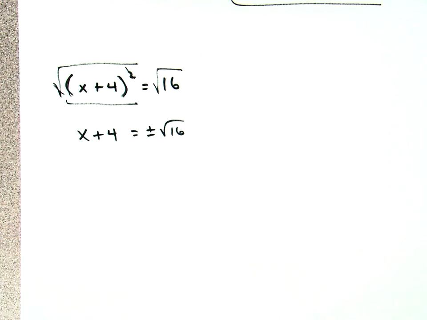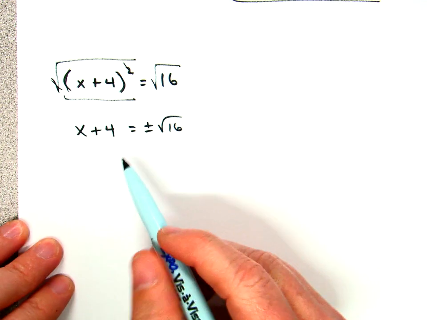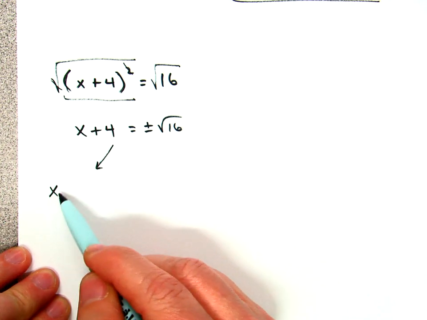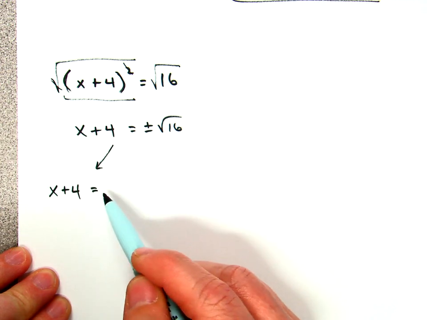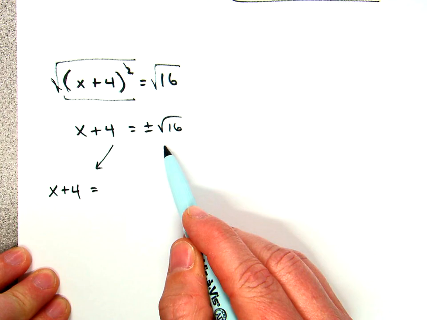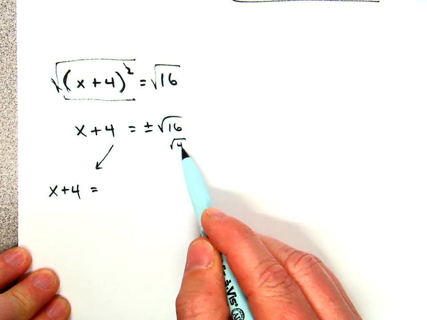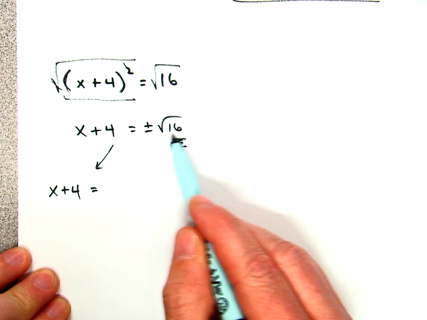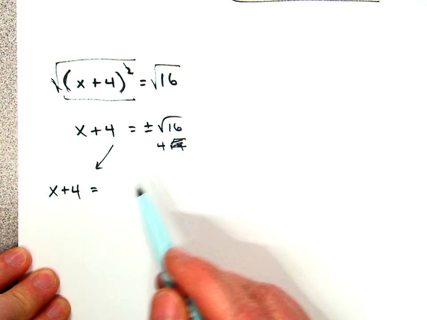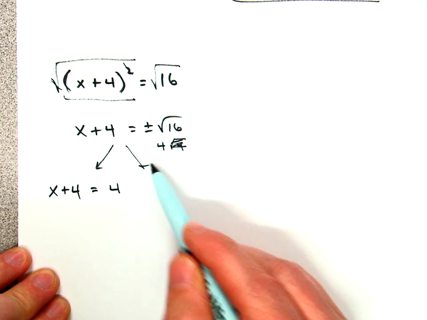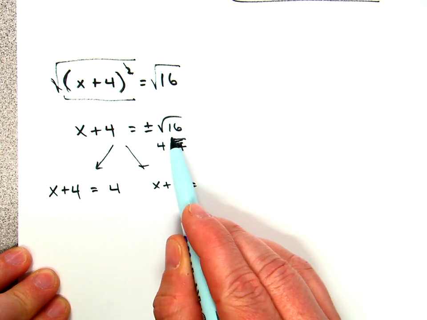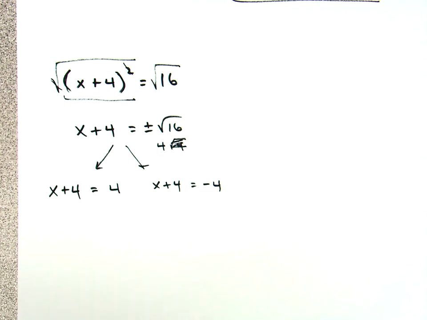So we have a couple of ways that we can think about this. We can say that there's 2 things that we have here. One is that the x plus 4 is equal to the positive version of this. Now, square root of 16, right? Square root of 16 is, I'm sorry, not square root of 4. Square root of 16 is 4. So the positive version of this would be 4, or x plus 4 can be equal to the negative version of this, which would be a negative 4.